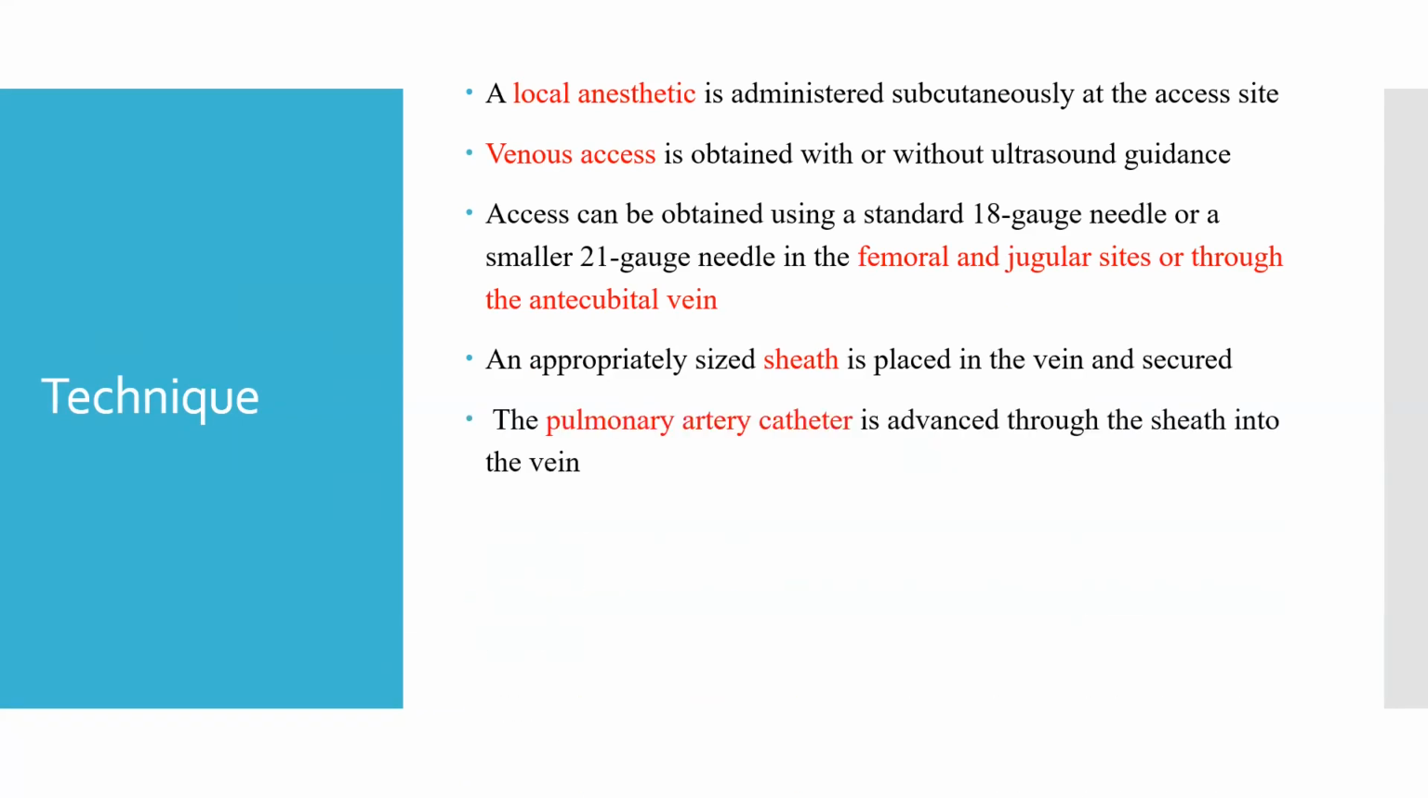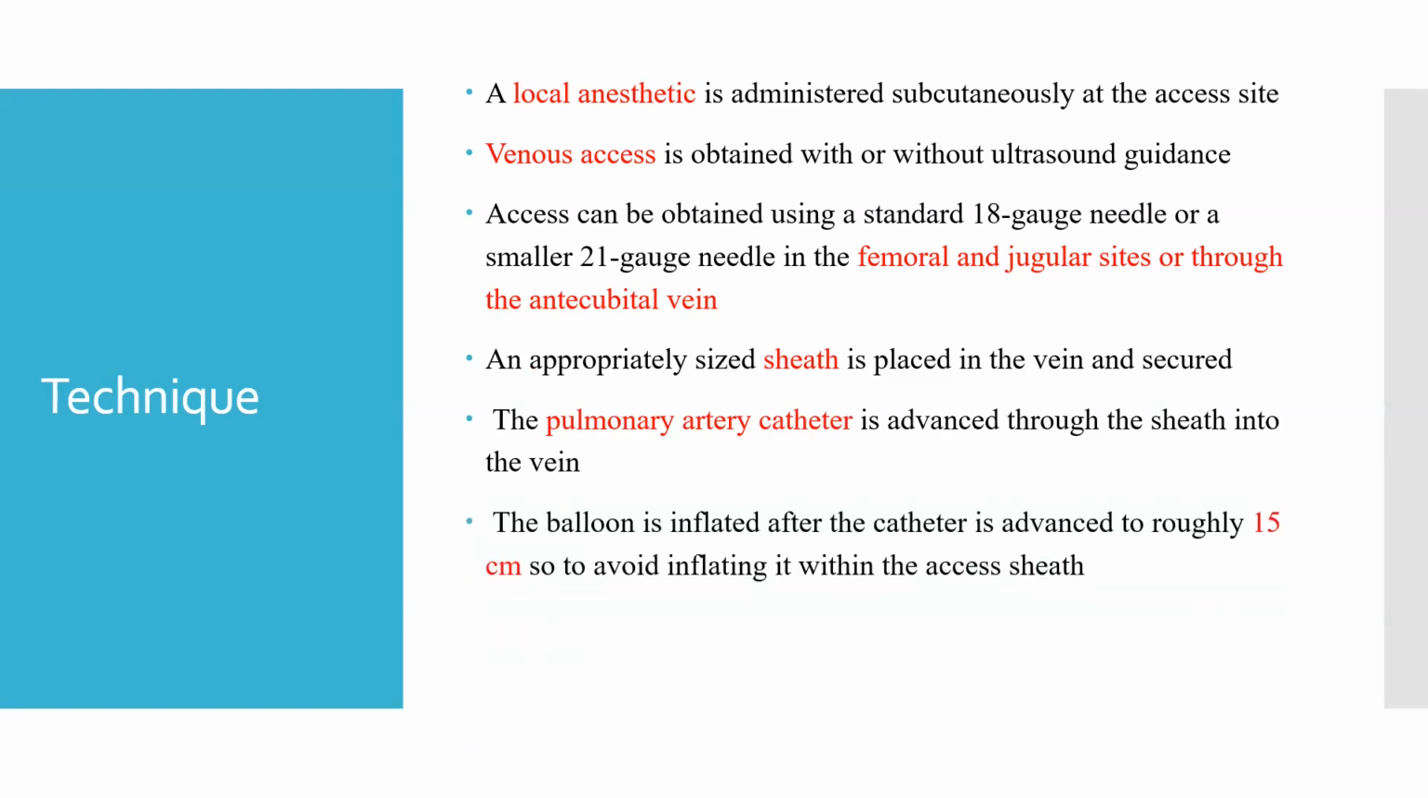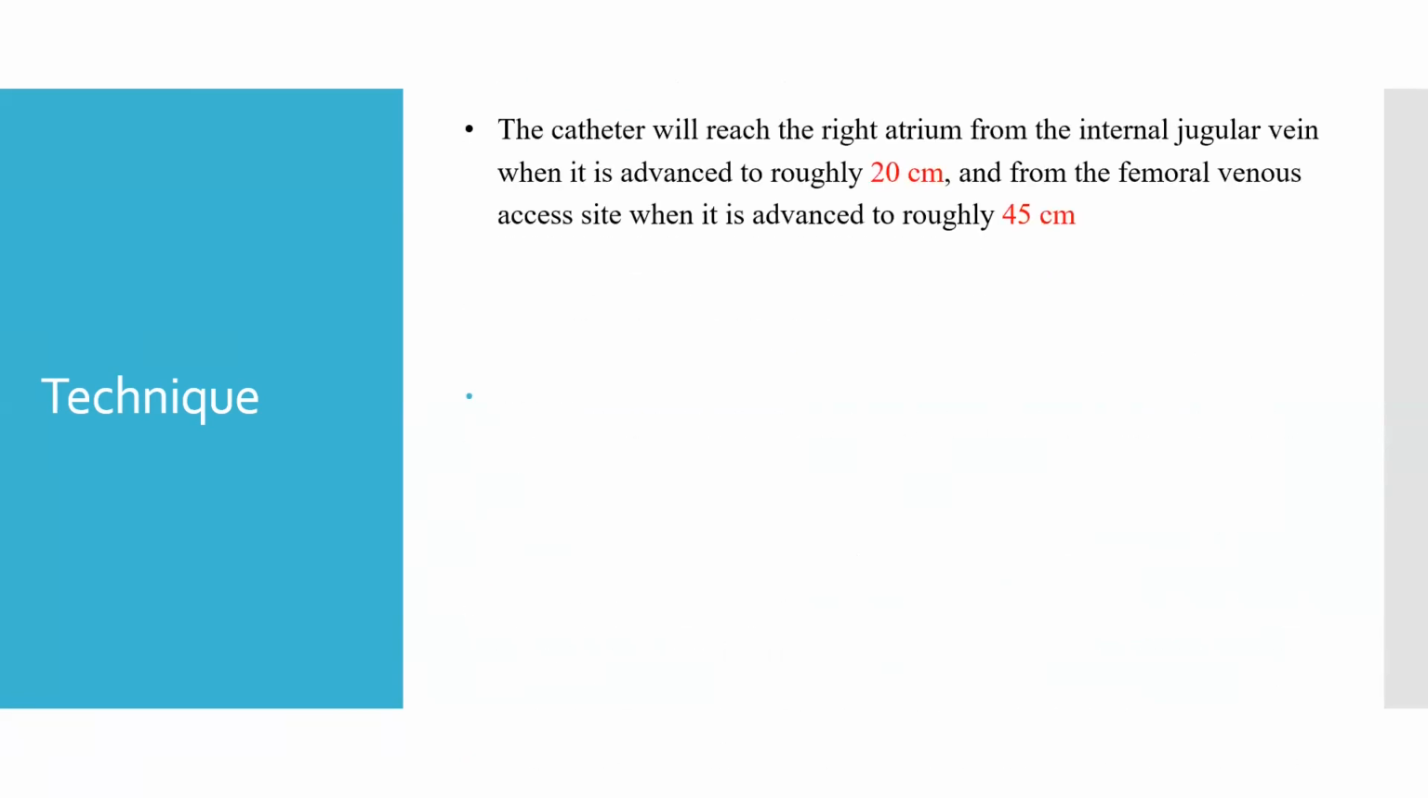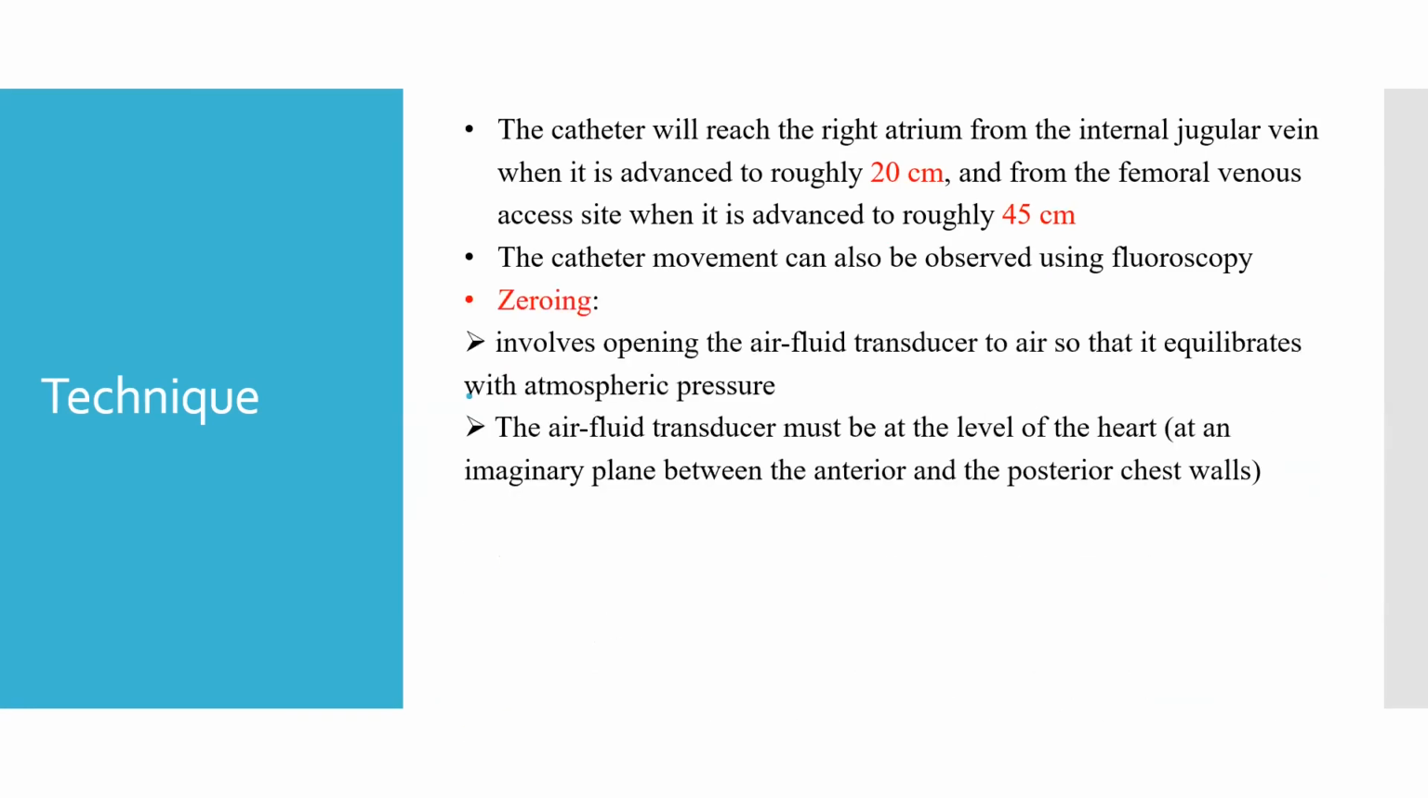Then the pulmonary artery catheter is advanced through the sheath into the vein, but the balloon is inflated only after the catheter is advanced for 15 centimeters to avoid inflating it within the access sheath. If the catheter advances easily, then the use of wire cannulation is not really necessary. The catheter will reach the right atrium when advanced to roughly 20 centimeters from the jugular access or 45 centimeters from the femoral access. The catheter movement can also be observed by fluoroscopy.